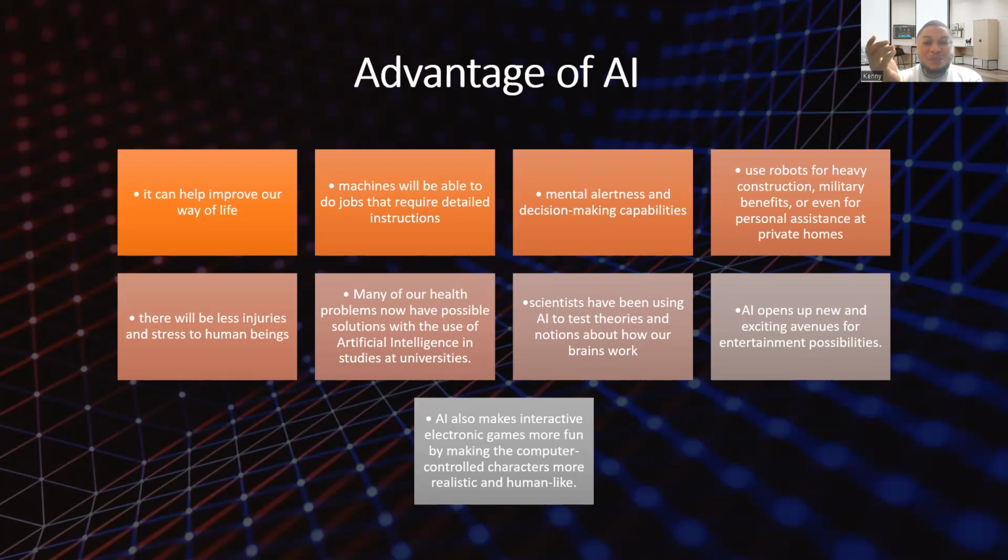Many of our health problems now have possible solutions with the use of artificial intelligence in studies at universities or research centers. Scientists have been able to use AI to test theories and notions about how our brain works. Yes, not even how the brain works alone. For instance, if you have a drug, before now you could just go to the lab.